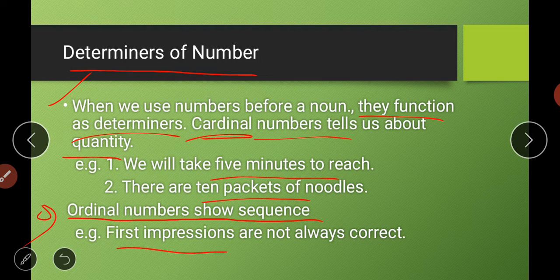Like, first impressions are not always correct. We commonly say first impression is the last impression, but sometimes it's not true. First impressions are not always correct. We sometimes build up different kinds of perception about a person because of his or her first impression, but that is sometimes not true. So here the word first is an ordinal number. It shows the sequence. I hope it is clear to you.